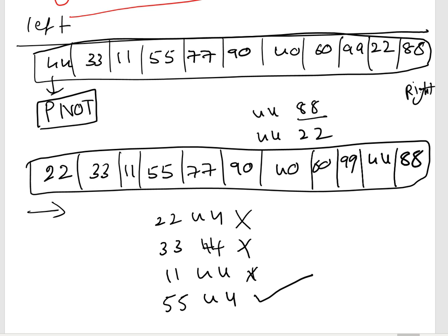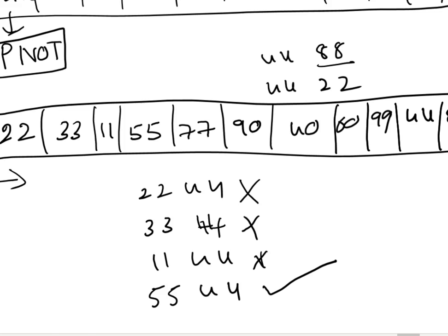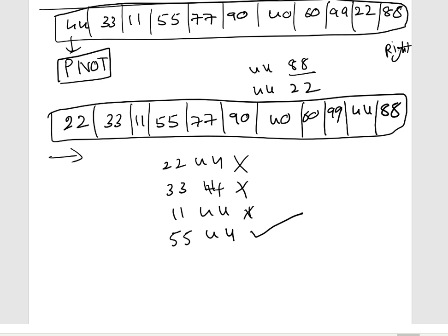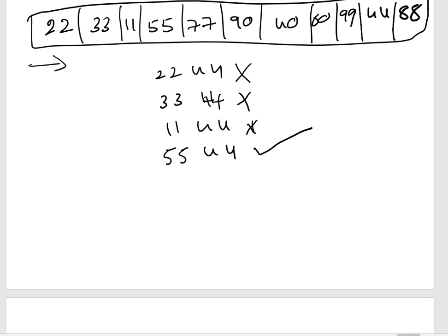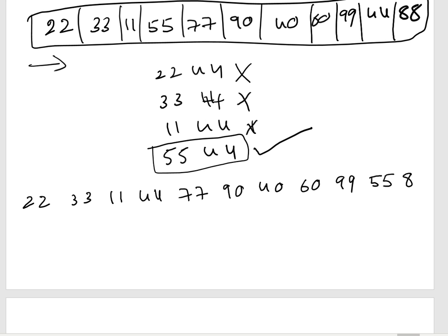55 and 44. Here we require a swapping because 55 is greater than 44. So we need to perform the swapping operation. After performing the swapping, what will the array be? 22, 33, 11, 44, 77, 90, 40, 60, 99, 55, 88. In the place of 44, we place 55.